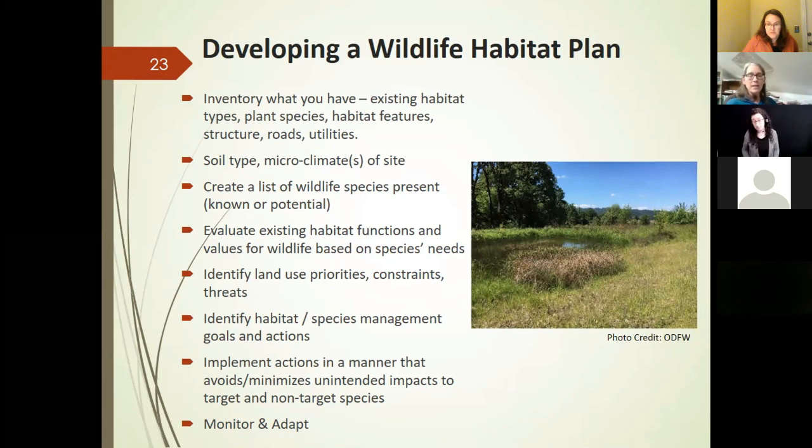And then some things to think about are how to implement those actions without doing unintended negative impacts to the critters that you're trying to help. So for example, maybe it would be helpful to graze a certain area or change up your rotation in a certain area, but the timing of that could be really important to the species that you're trying to manage for. So just keep those things in mind. And then monitor and adapt, monitor and adapt are key components of any plan. It's good to have a plan, but plans change because we learn.